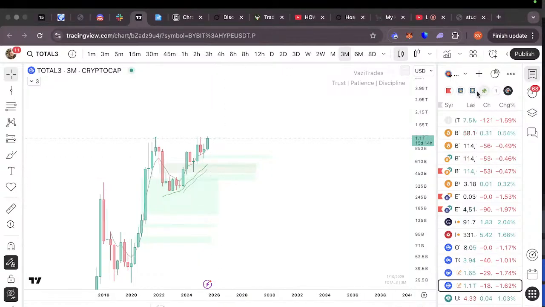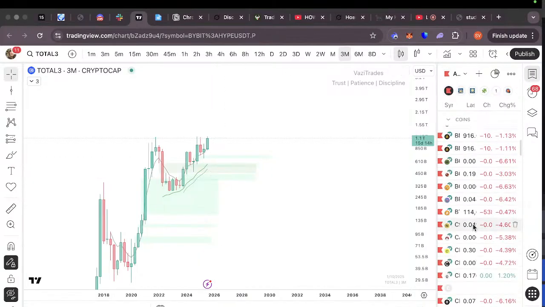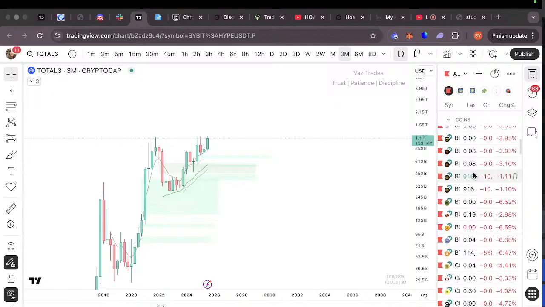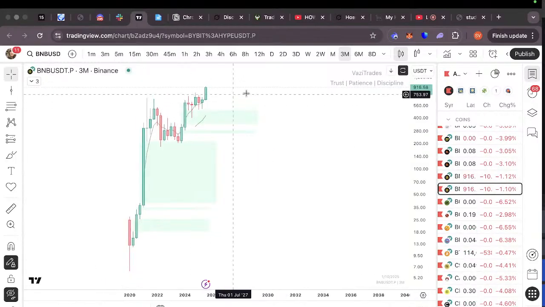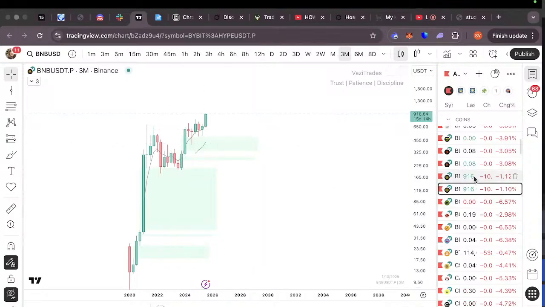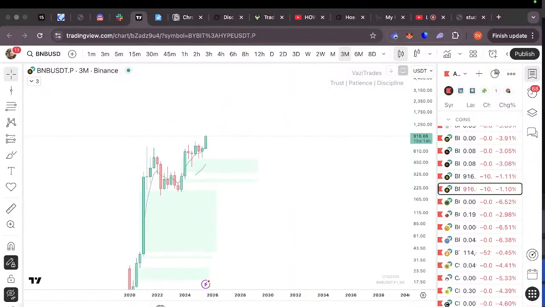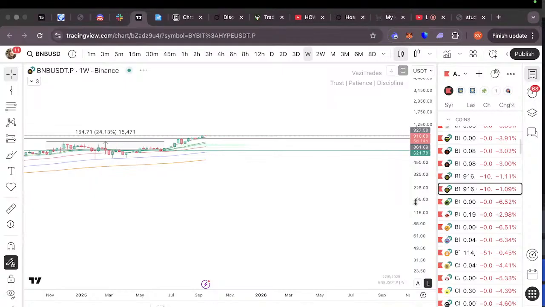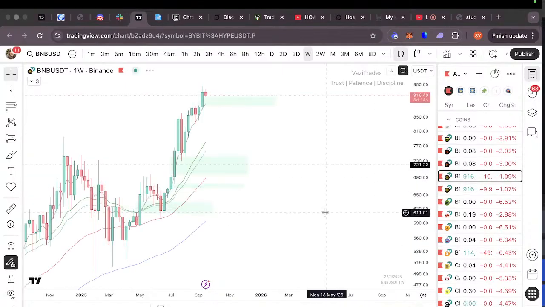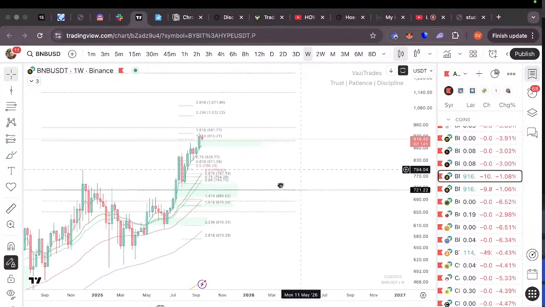This chart reminds me of BNB. Let's go to BNB and I will show you how it's pretty similar. Where is BNB? Look, BNB already did a new all-time high. Okay. Yeah, I think I was sharing this. I was doing a TA for BNB as well.